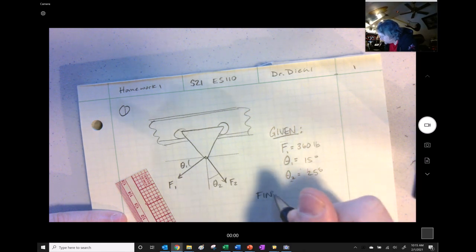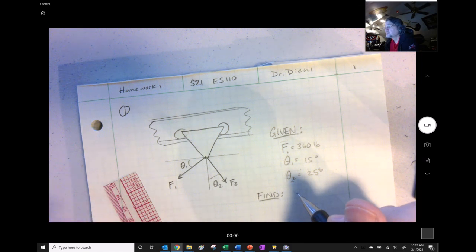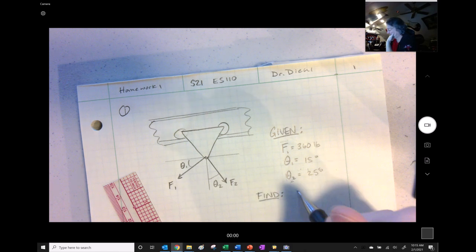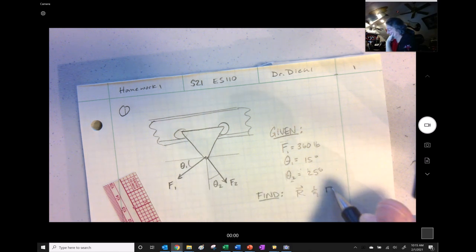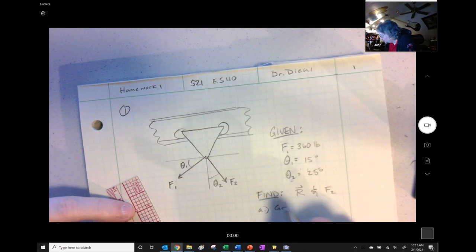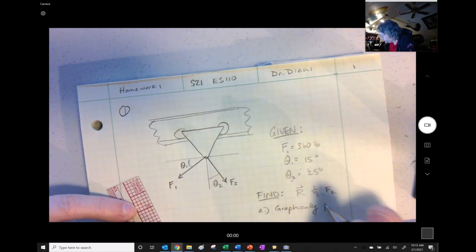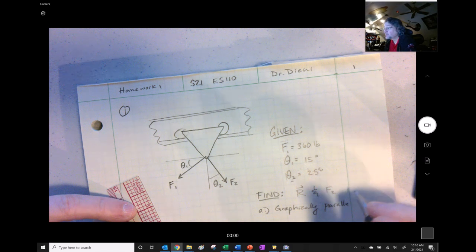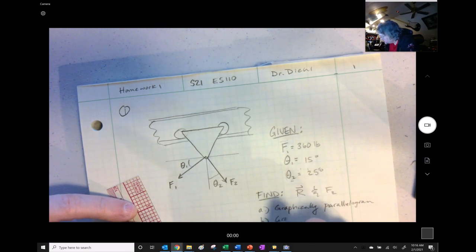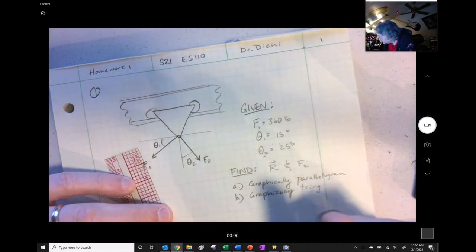And we want to find the resultant of the force. It's completely vertical. So we want to find the resultant and F2 right there. And we want to do it with part A, graphically and use parallelograms. I'm going to spell parallelogram wrong, aren't I? Parallelogram. Part B, graphically with triangles. Triangles.